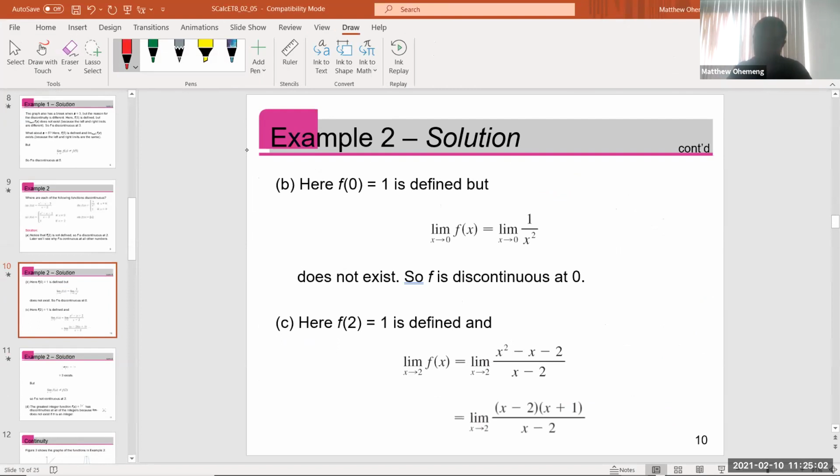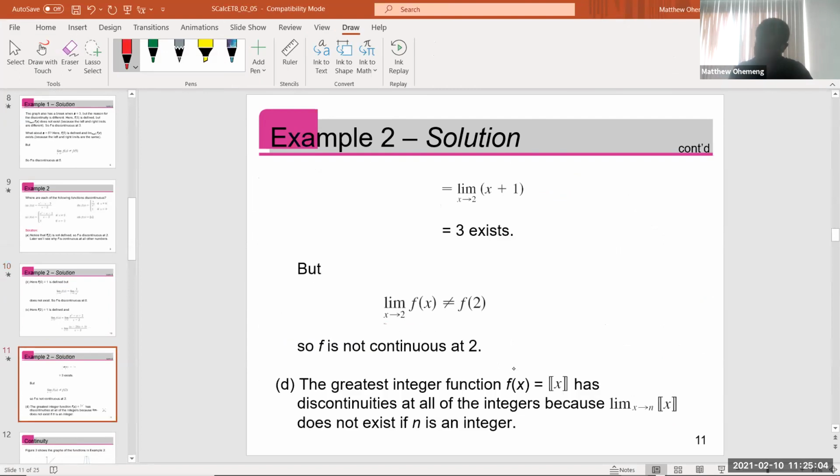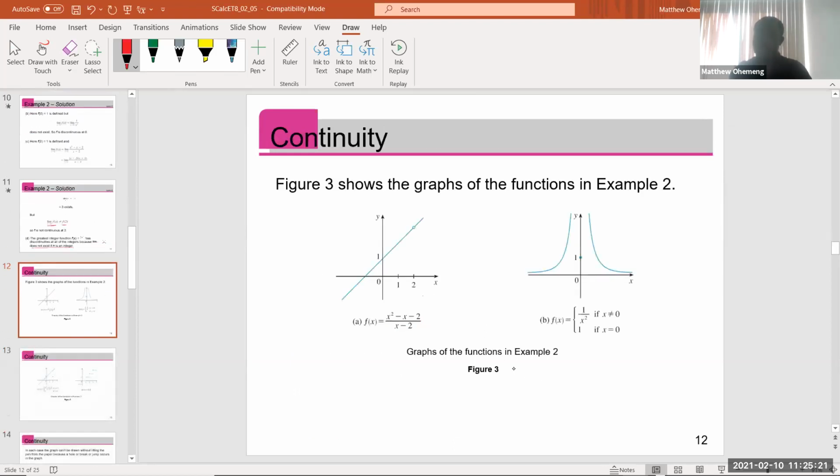For C, even though f of 2 is defined, the limit and the value at the point are not the same. So the function is not continuous at 2. For the greatest integer function, the limit does not exist if n is an integer. So that means the function is discontinuous at all integers, right? So this is the graph that we are seeing for each of these functions.